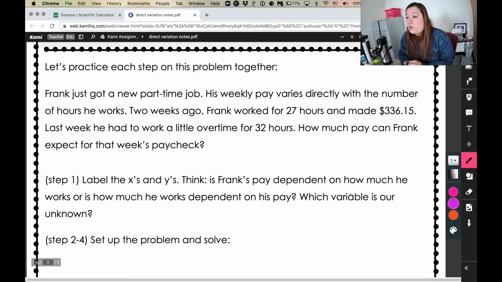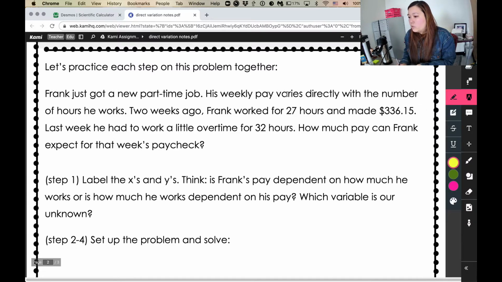Frank just got a new part-time job. His weekly pay varies directly with, so there's that important phrase, varies directly with the number of hours he works. 2 weeks ago, Frank worked for 27 hours and made $336.15. Last week, he had to work a little overtime for 32 hours. How much pay can Frank expect for that week's paycheck? Right? So let's go through each step, and I'll do each step in a different color so that makes it a little easier to follow along.